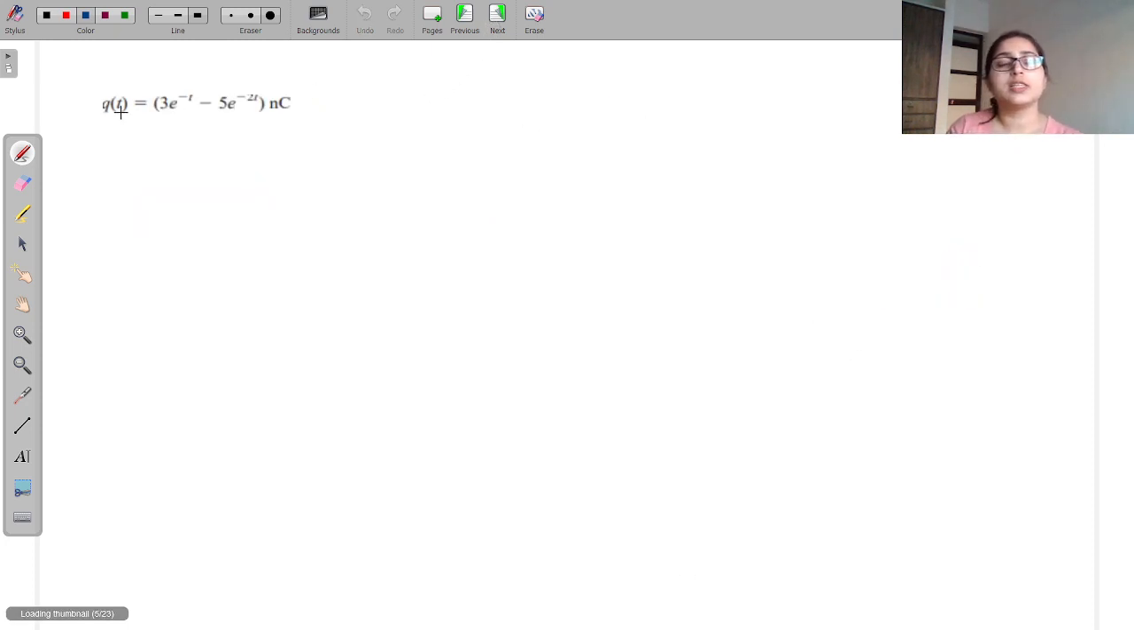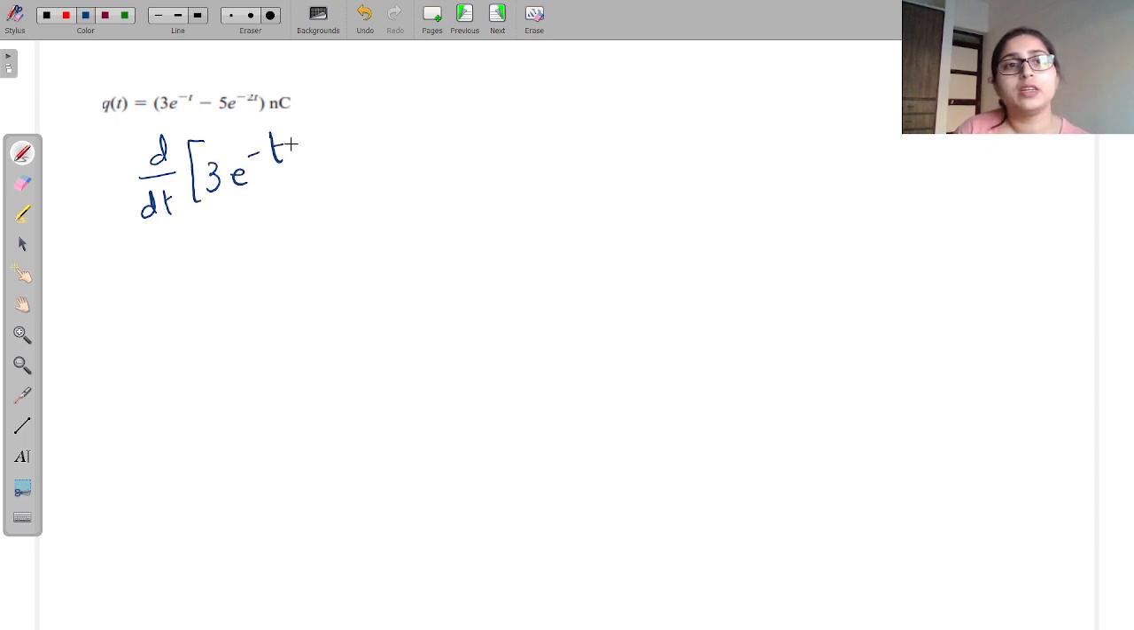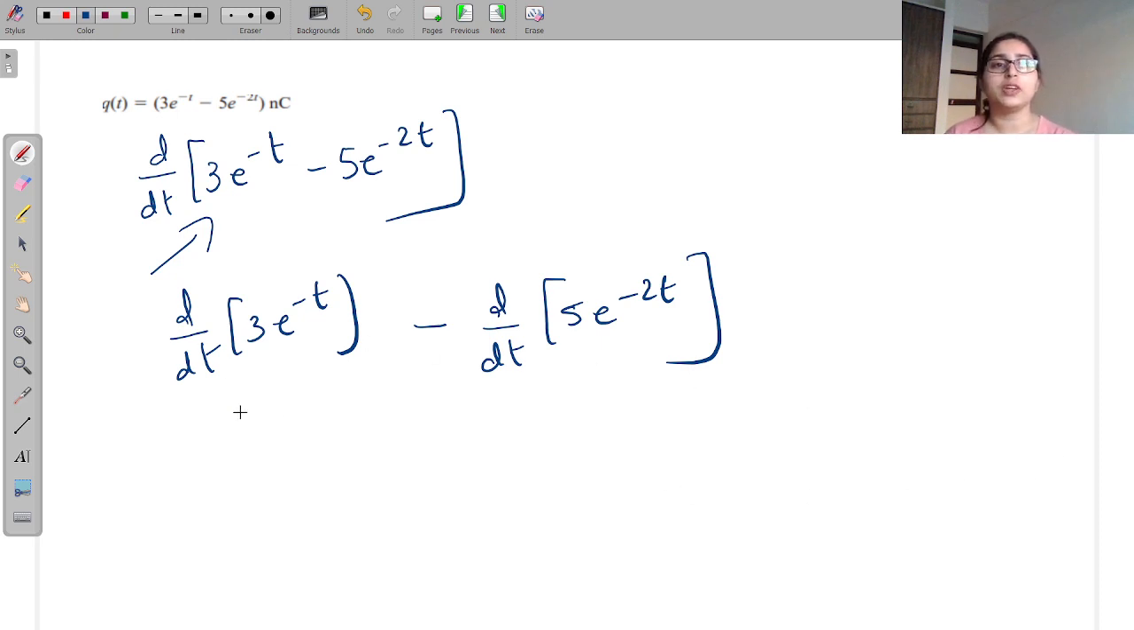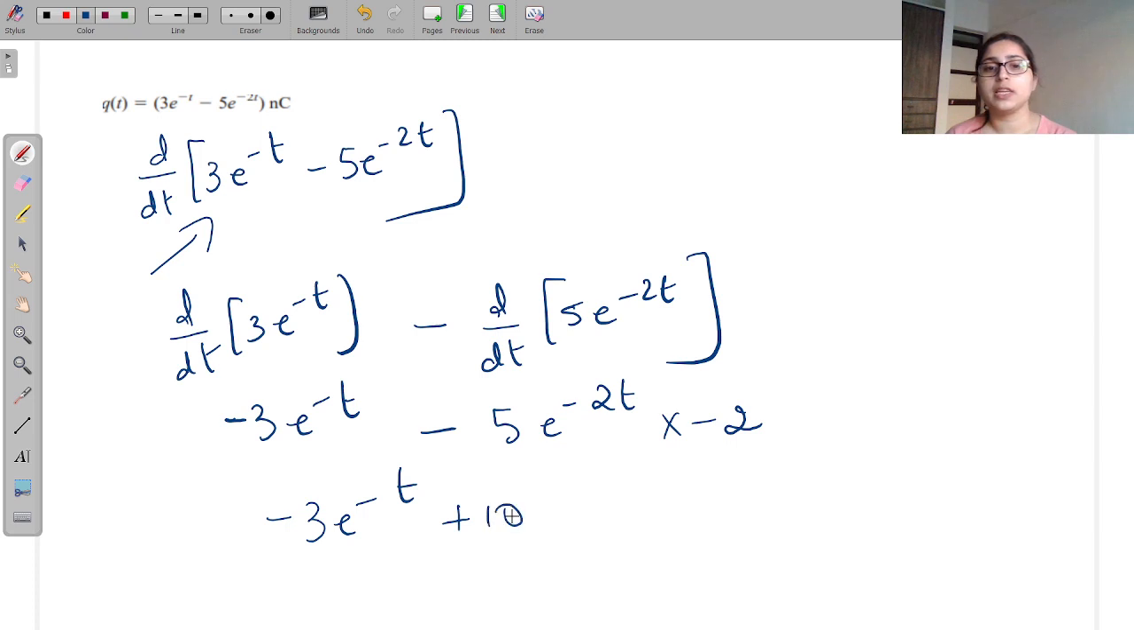Okay. So next is 3 e to the power of minus t minus 5 e to the power of minus 2t. I can differentiate this with respect to t first. I am taking minus as it is. I am differentiating this with respect to t. I can do this, right? That is valid. So minus 3 e to the power of minus t minus 5 e to the power of minus 2t into minus 2. Minus 3 e to the power of minus t plus 10 e to the power of minus 2t nanoampere. So this is the answer.